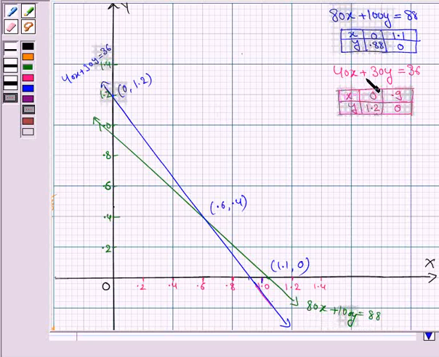Similarly, we'll put x equal to 0, y equal to 0 in the inequality 40x plus 30y greater than or equal to 36, and we'll see that this also does not satisfy the inequality. So we'll shade the region which does not contain the point 0, 0. So this is the region, and we see that this is the common region for both the constraints.